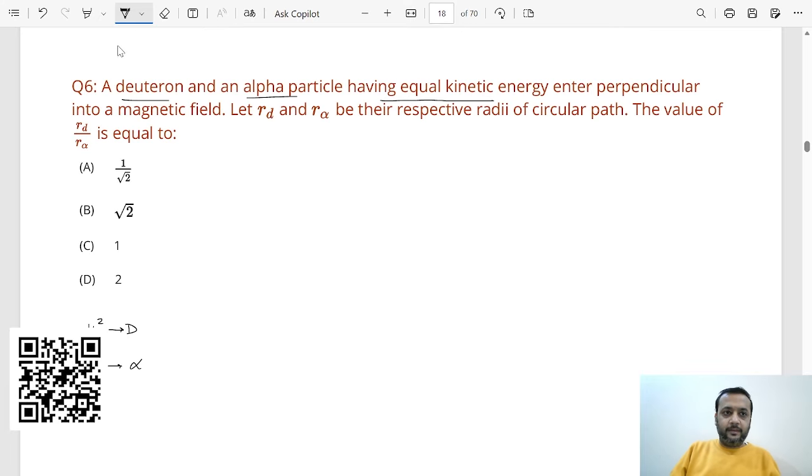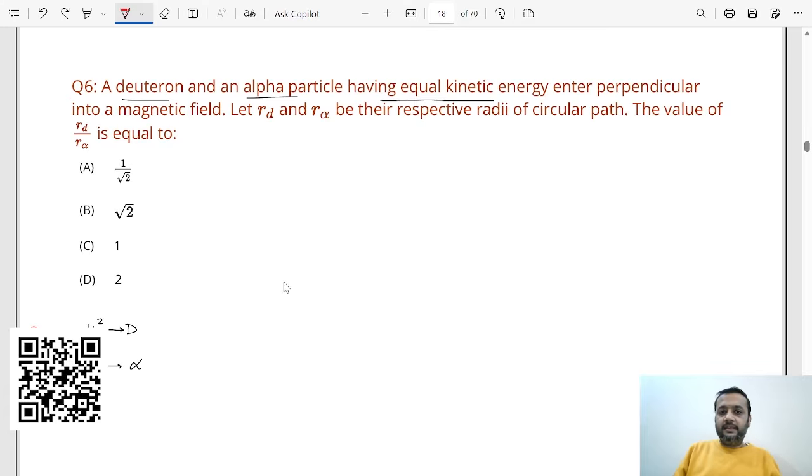If we compare the charges, if you call the charge here Q, then here the charge will be 2Q, because the atomic number is 2. And if you call the mass here M, the mass here will be, sorry, not 4M, it will be 2M. Because this value we are calling M, that means this value will be 2M. So that is the idea.